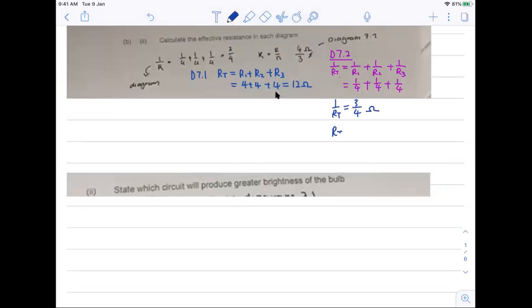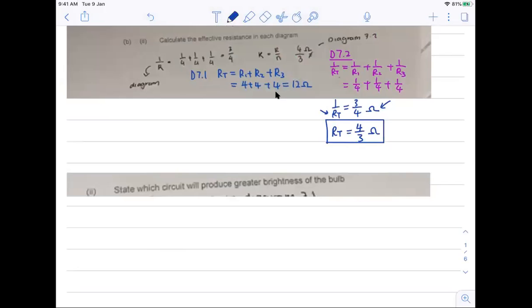Lastly, it's very important to invert this expression, because R total is the denominator, so we need to invert it. It's very easy to make a careless mistake here, so be extra careful and remember to invert to calculate the total resistance for a parallel circuit.